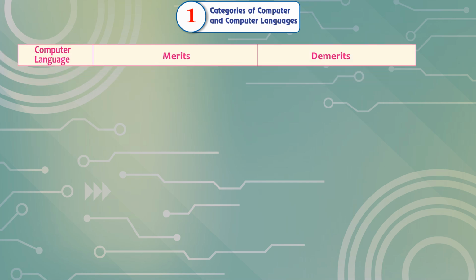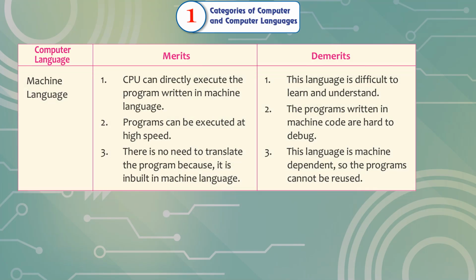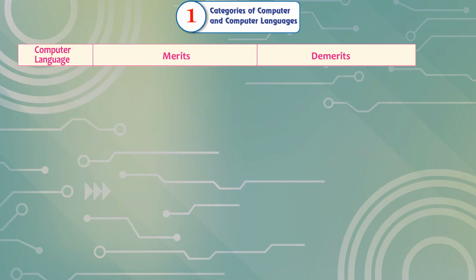Computer language. Merits, demerits. Machine language. Merits: One, CPU can directly execute the program written in machine language. Two, programs can be executed at high speed. Three, there is no need to translate the program because it is inbuilt in machine language. Demerits: One, this language is difficult to learn and understand. Two, the programs written in machine code are hard to debug. Three, this language is machine dependent, so the programs cannot be reused.